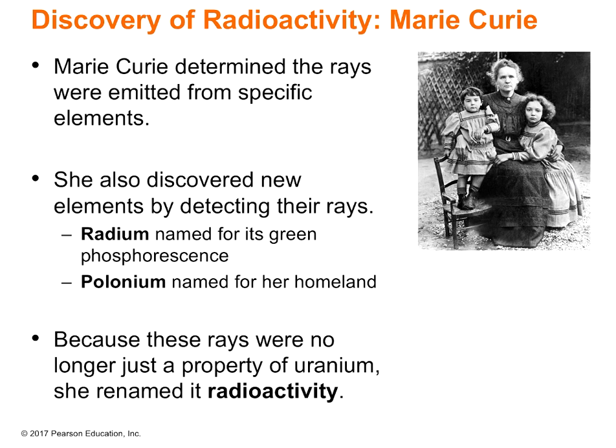Okay, so because these rays were no longer just a property of uranium, Marie Curie renamed these uranic rays as radioactivity. Now, Marie Curie's husband also did a lot of work with her on this. His name's Pierre Curie, but he died fairly young, so a lot of the work on radioactivity was done by Marie Curie.